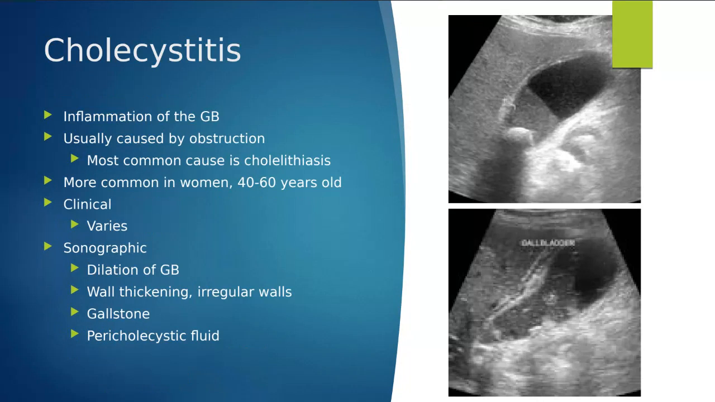Next, we have cholecystitis. So as we know, any type of itis means typically inflammation and or infection. So this is going to be the inflammation of the gallbladder itself. It's usually going to be caused by some form of an obstruction. So the most common cause of cholecystitis is going to be cholelithiasis that is blocking the gallbladder.